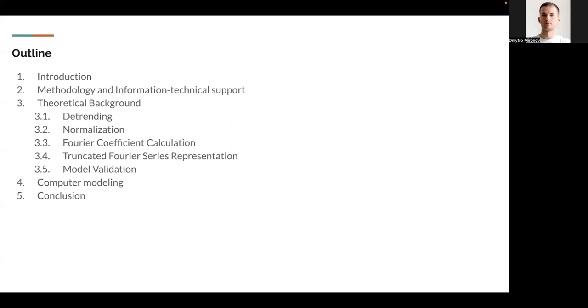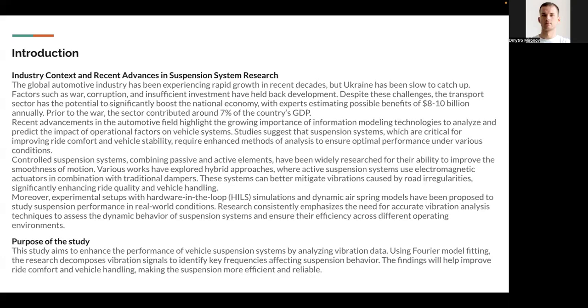Here is a brief overview of the structure of my presentation. First, I will discuss the significance of the automotive industry and the impact of the study on Ukraine. Then we will move on to the methodology of the experiment, followed by a detailed explanation of the theoretical aspects of Fourier analysis and data processing results. We will also review the calculation of Fourier coefficients and truncated series representation. Finally, we will cover computer modeling and the conclusions of the study. Let's start with the context of the study.